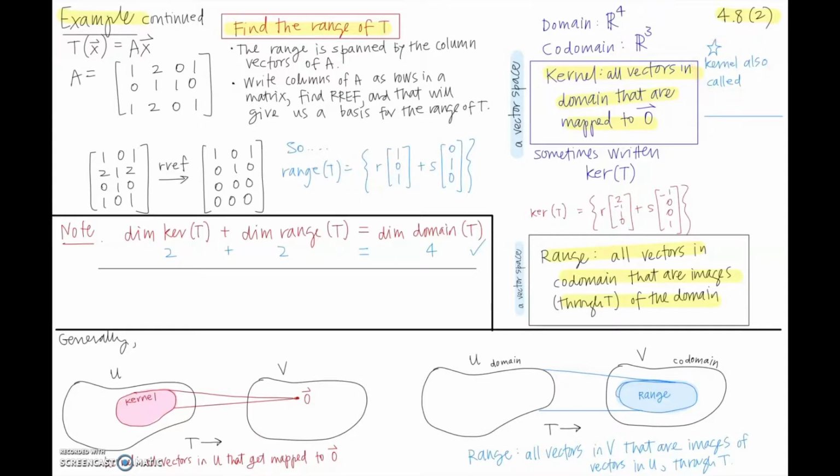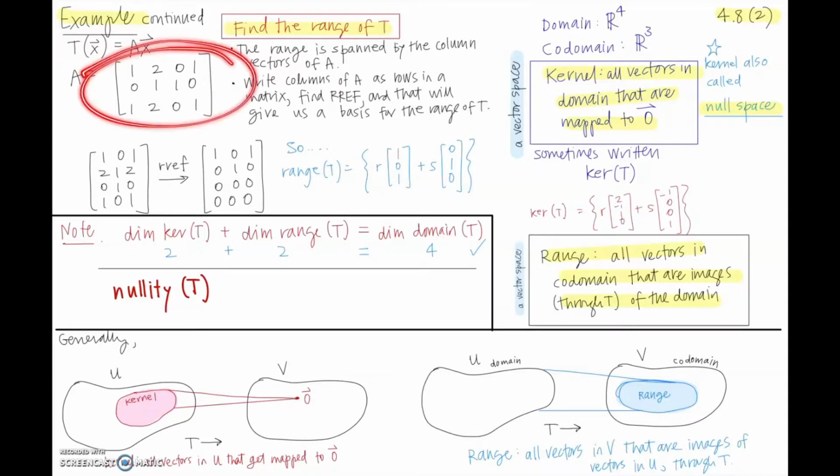Okay, at this point I have to reveal that the kernel also goes by another name. It sounds like a soap opera, but the kernel is also called the null space. You'll see this sometimes, and kernel and null space mean the same thing. And the dimension of the null space is sometimes called the nullity of T. So, nullity of T.